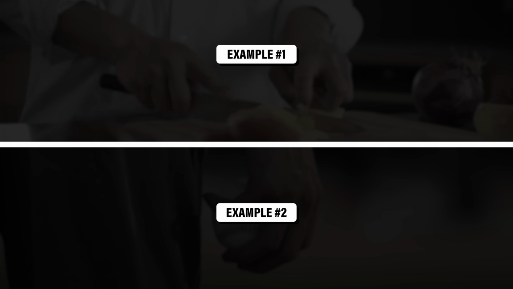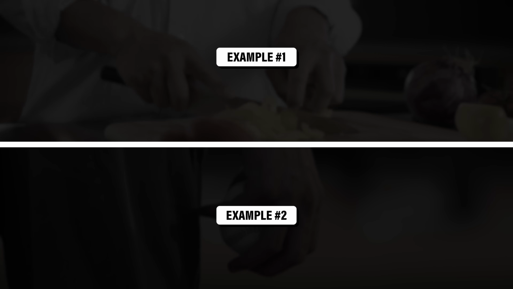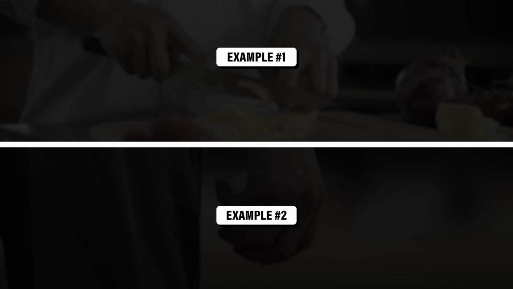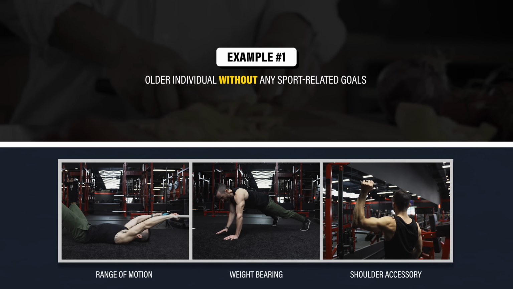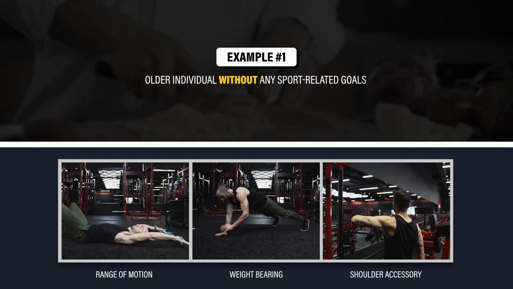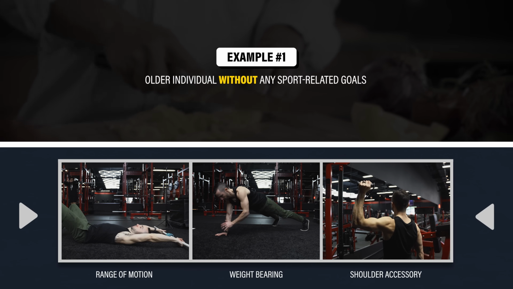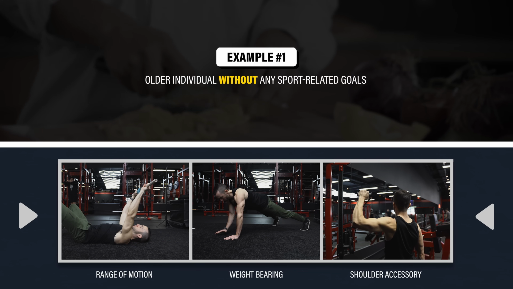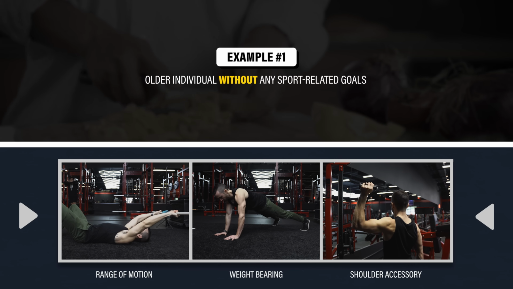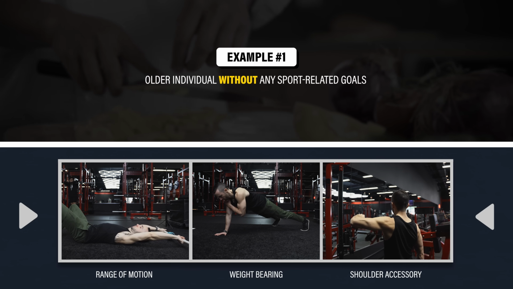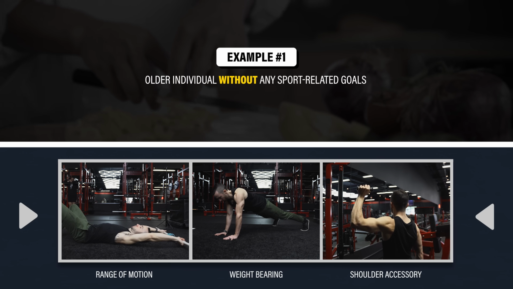To demonstrate what I mean, let me show you sample programs for 2 different patients for the later stages of rehab. The first patient is older without any sport-related goals. Therefore, they might only focus on restoring their shoulder range of motion, building confidence in weight-bearing positions, and incorporating 1 to 2 accessory exercises 3 days a week.